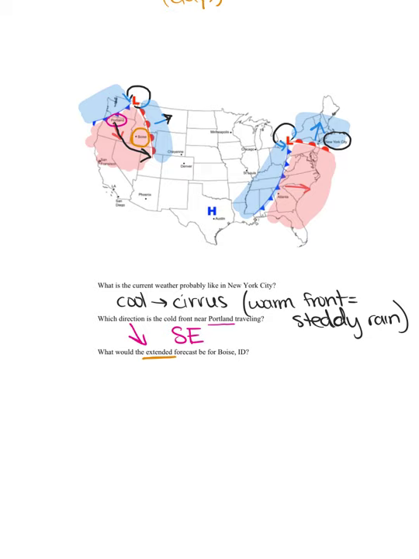So we have to look over time, what will Boise experience? Let's just start with right now. What's happening for Boise? Right now, it's warm. Warm air lifts up. What's up in the sky? Clouds. So it's warm and cloudy.